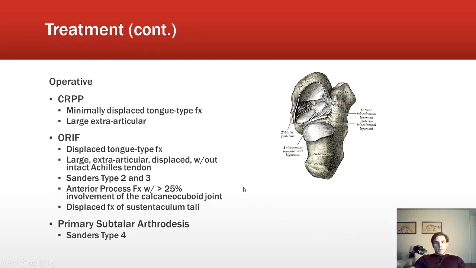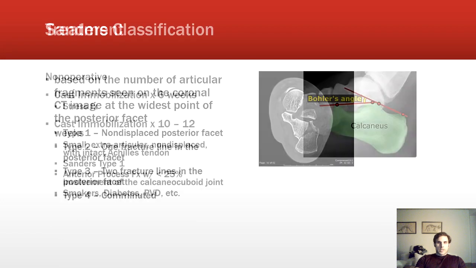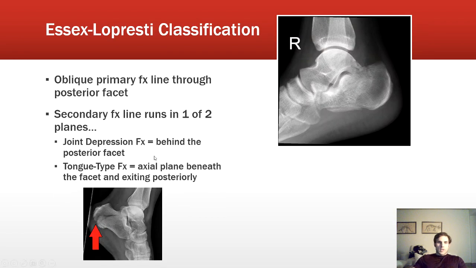As far as operative treatment goes, there's a couple of options that you can consider. First is closed reduction percutaneous pinning. The situations where you might consider doing this are minimally displaced tongue-type fractures. So remember, we'll go back here just to quickly look at it. These are your tongue-type fractures. I wouldn't say that this one is minimally displaced, and so this would probably require operative treatment. But if it was just minimally displaced, you could end up doing a CRPP instead of an ORIF.